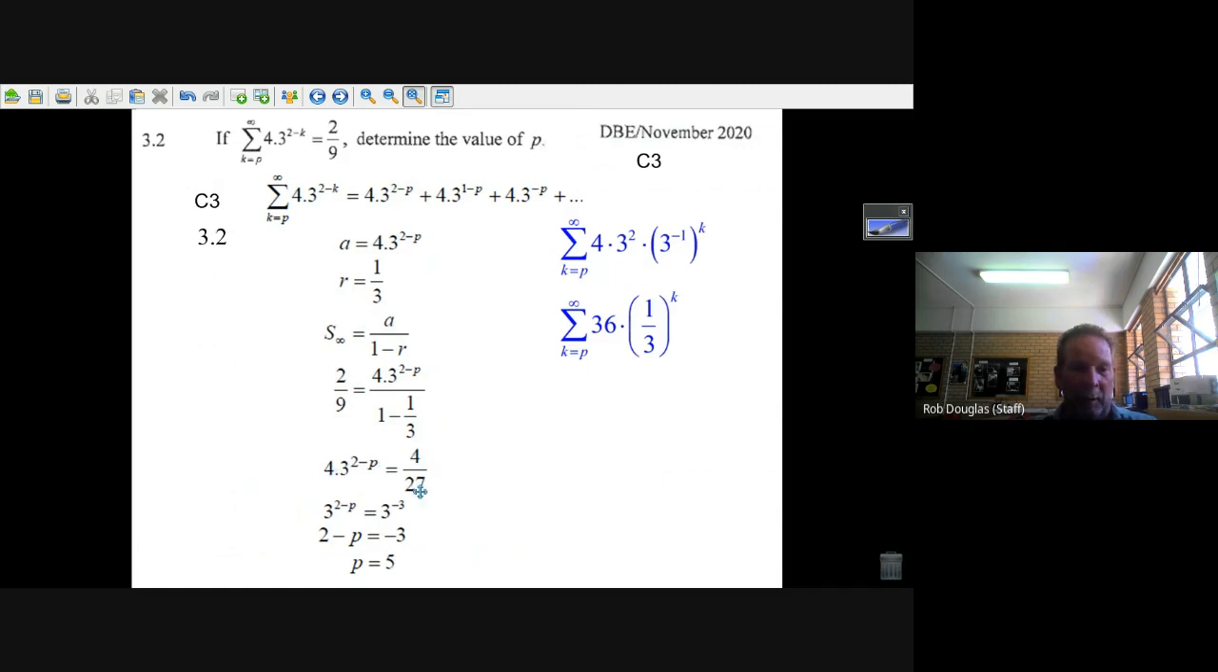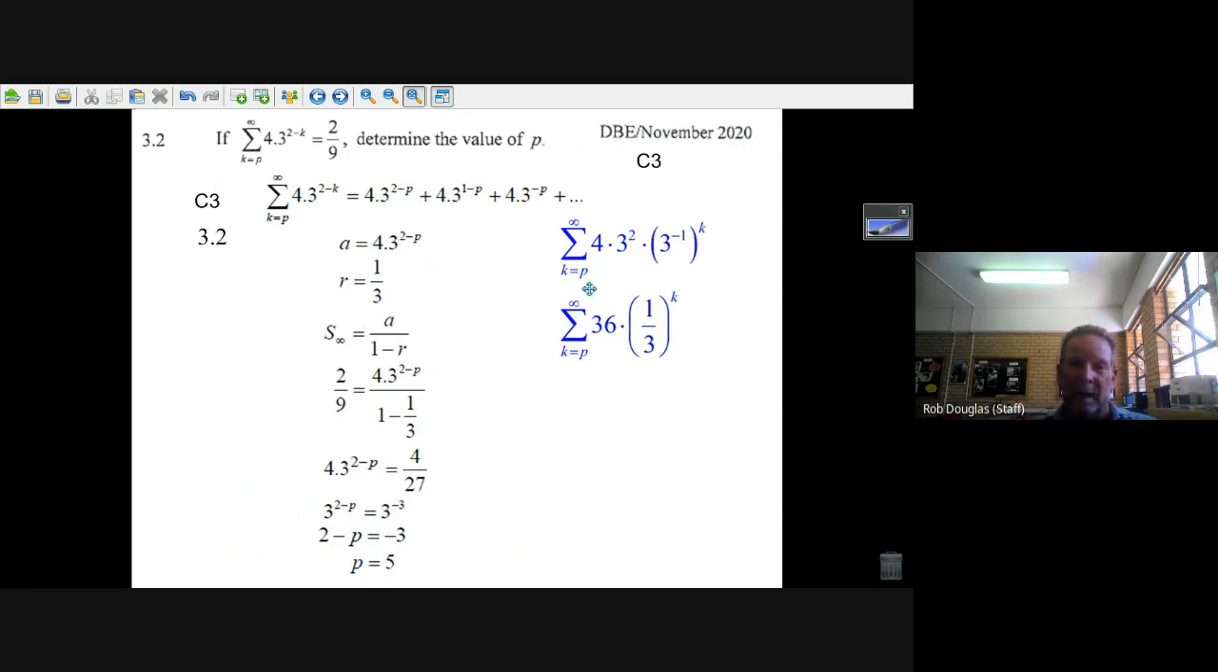But 1 over 27 is really 3 to the minus 3 power, 1 over 3 cubed. Now we've made the bases the same, so we can say 2 minus p equals minus 3. Add p and add 3 to both sides, and you get p equals 5.